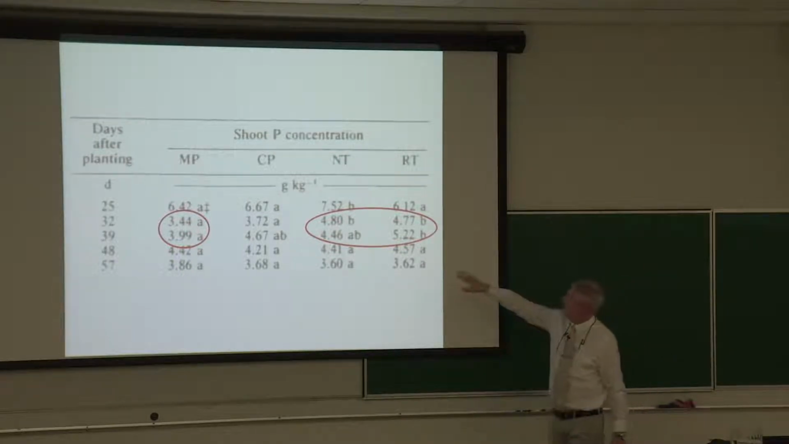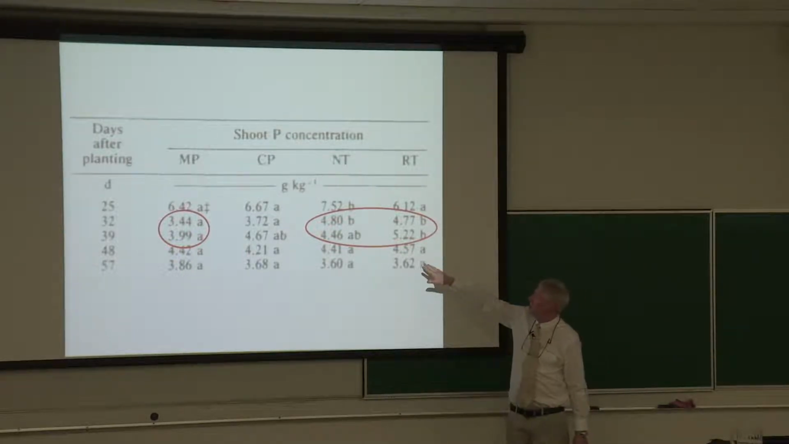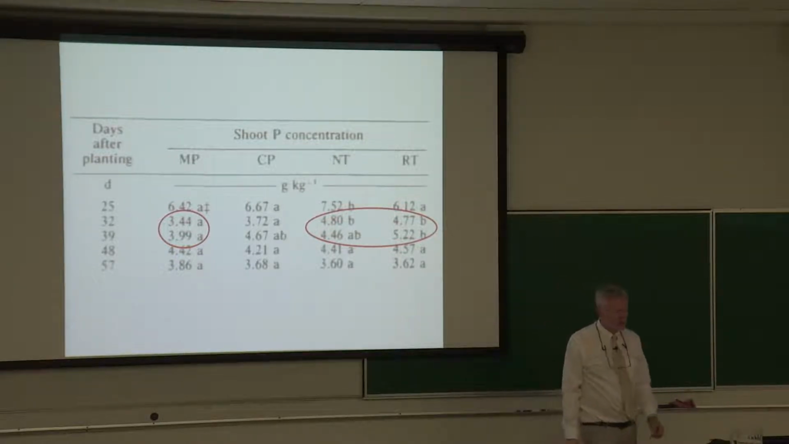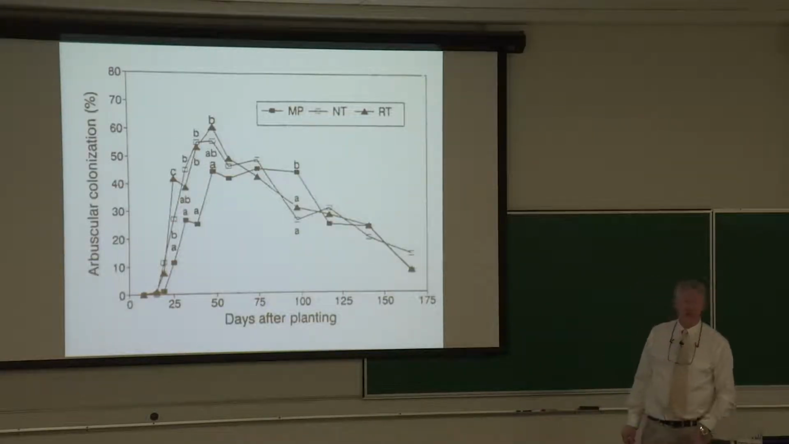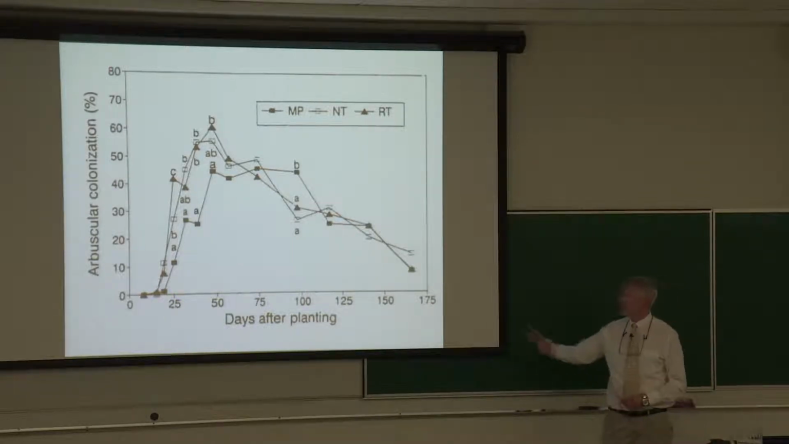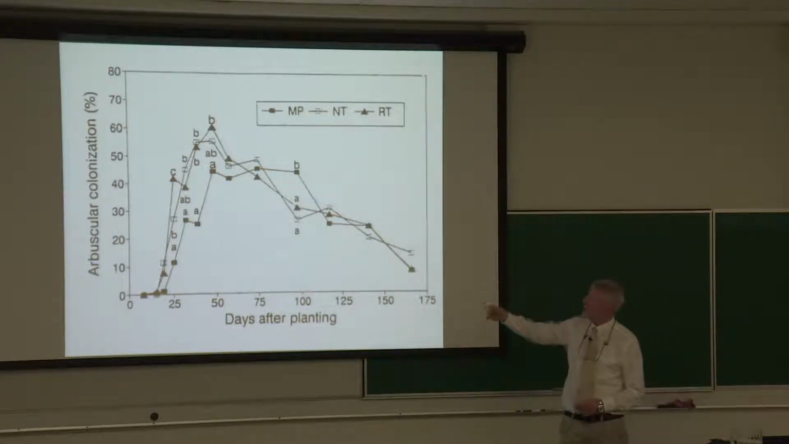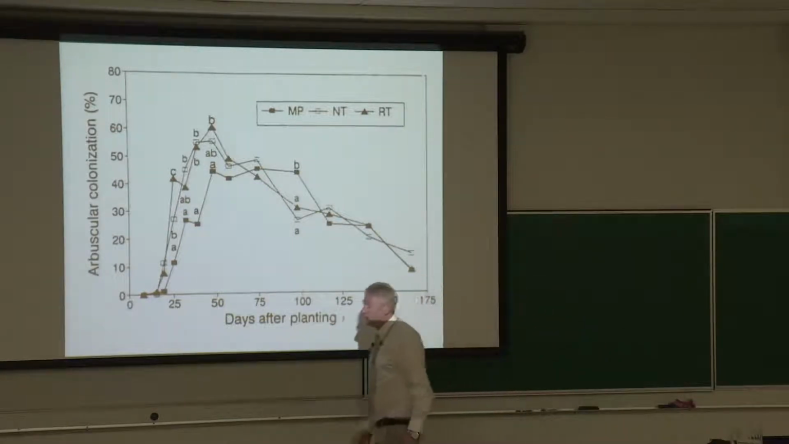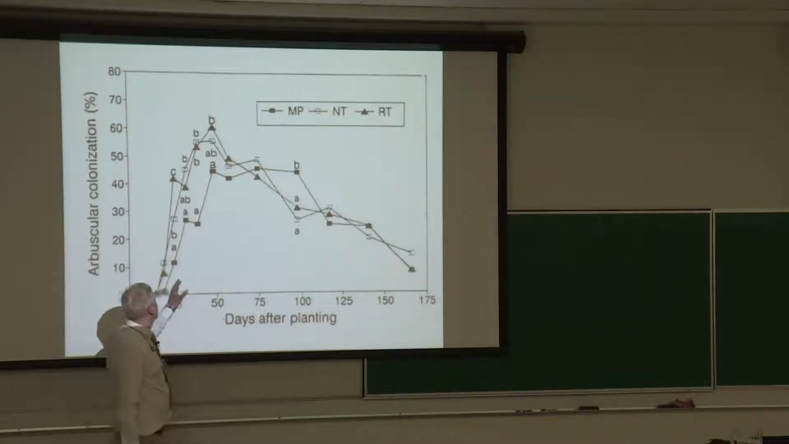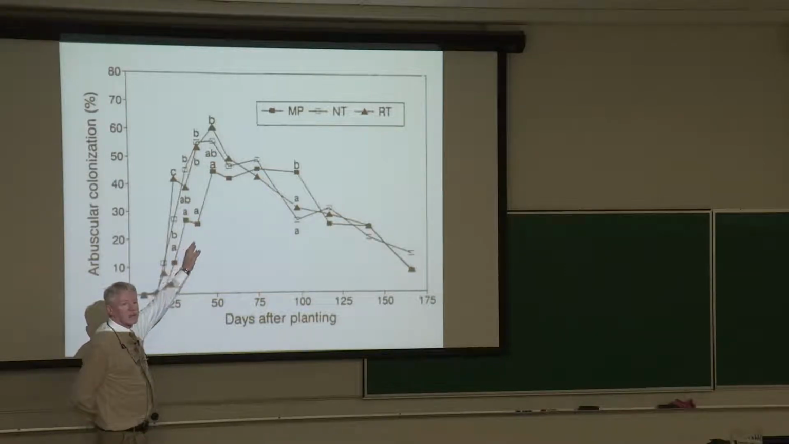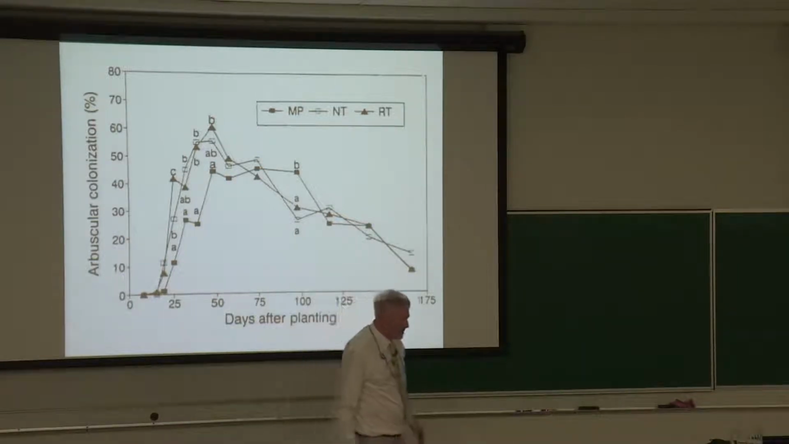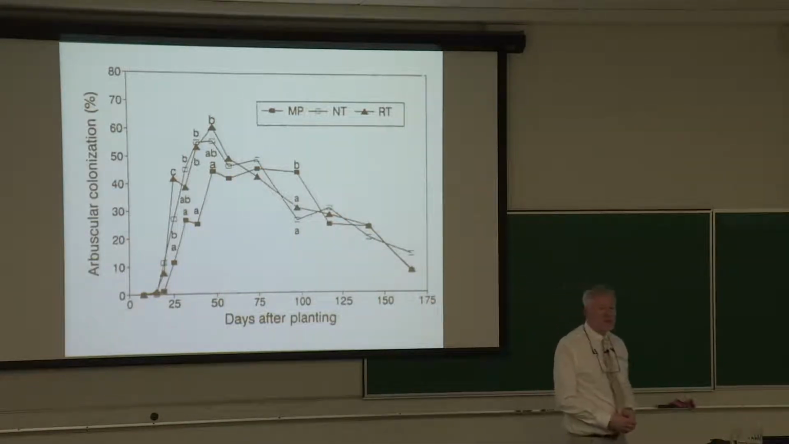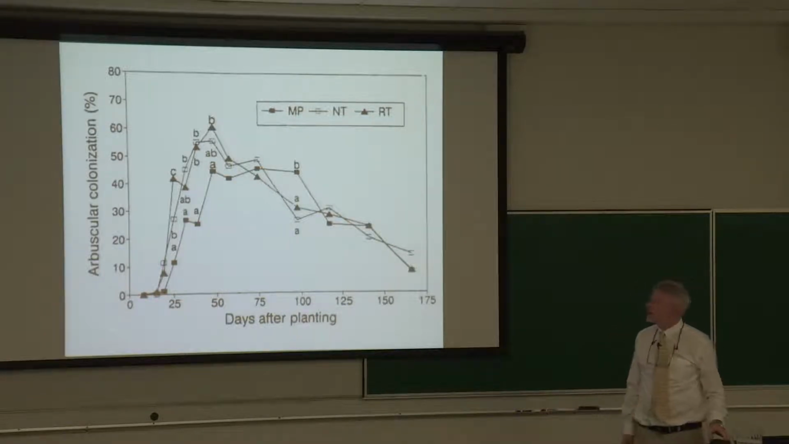And between 30 and 40 days, we've got significant elevation of shoot phosphorus concentration relative to moldboard plow in these low disturbance treatments. And that's associated with differences in the mycorrhiza, in the arbuscular colonization, the percent of root length with arbuscules, days after planting. You can see the significant differences here are exactly at that time. Here, with the moldboard plow, less colonization. So we have an association between the occurrence of the mycorrhiza and the expected function for phosphorus uptake in that case.